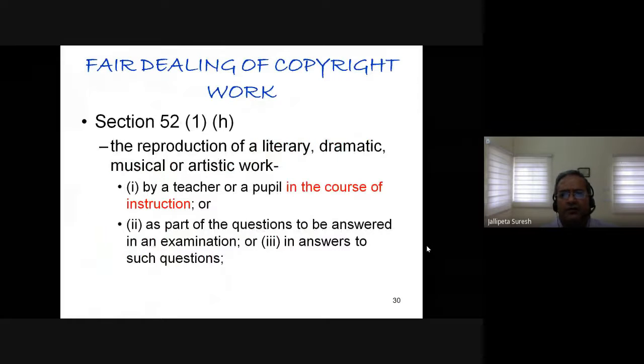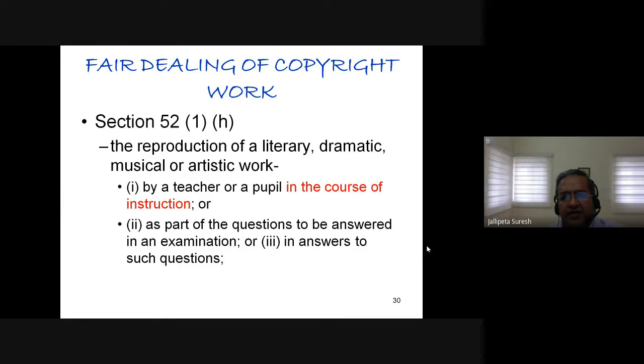Okay, now when you continue with this fair use of copyright work, we have a provision of law in Indian copyright which says, if the reproduction of a literary, dramatic, musical, or artistic work by a teacher, this is very important, by a teacher or a pupil in the course of instruction. So this exception applies only if it is done by a teacher or a pupil in the course of instruction. So what is important here is in the course of instruction.